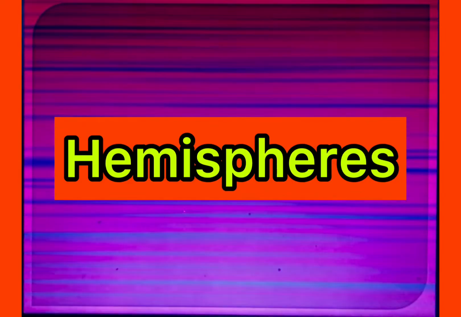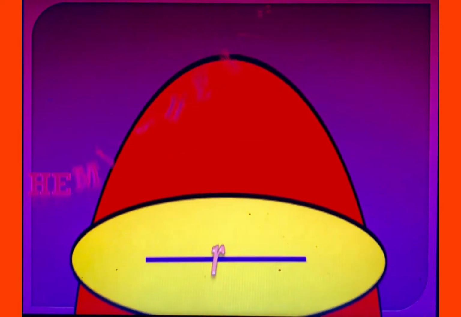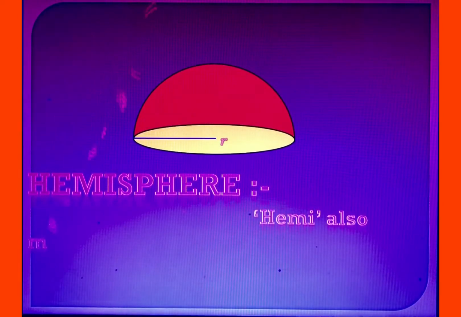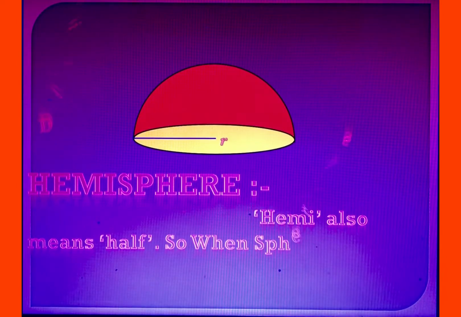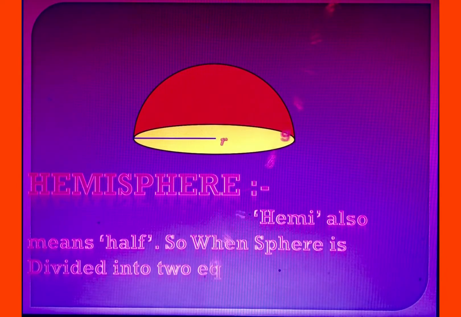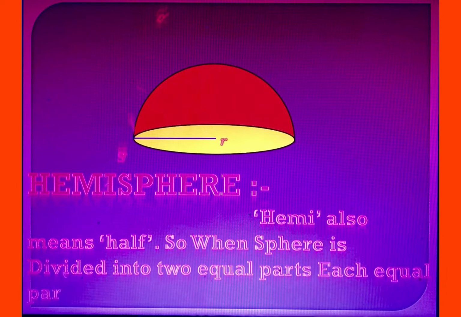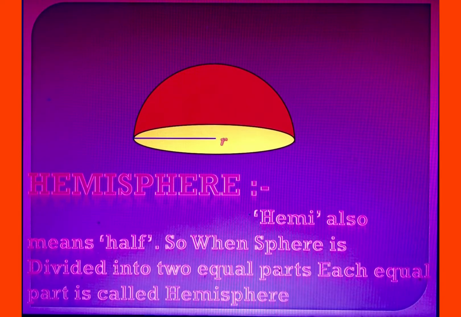Now moving to the next solid, that is hemisphere. So how can we find the surface area of the hemisphere? First of all, you know about hemisphere. What is the hemisphere? Hemi means half. Half of sphere is known as hemisphere. So dear, 2 equal parts of sphere is also known as hemisphere.